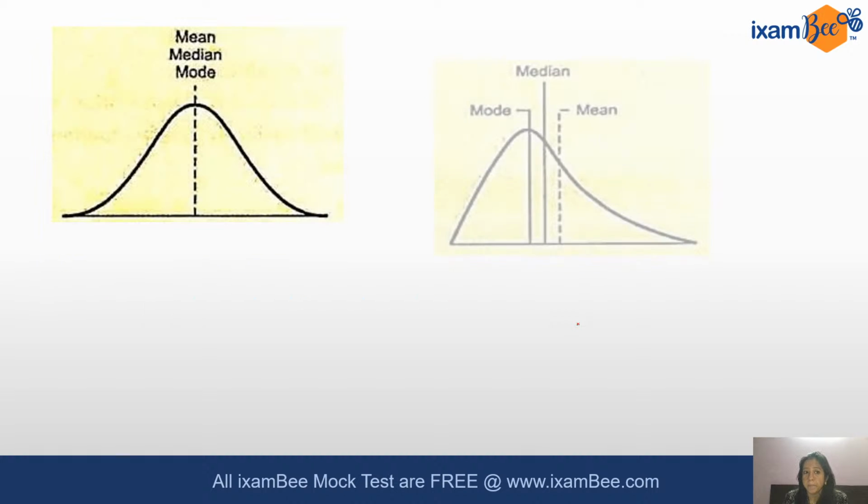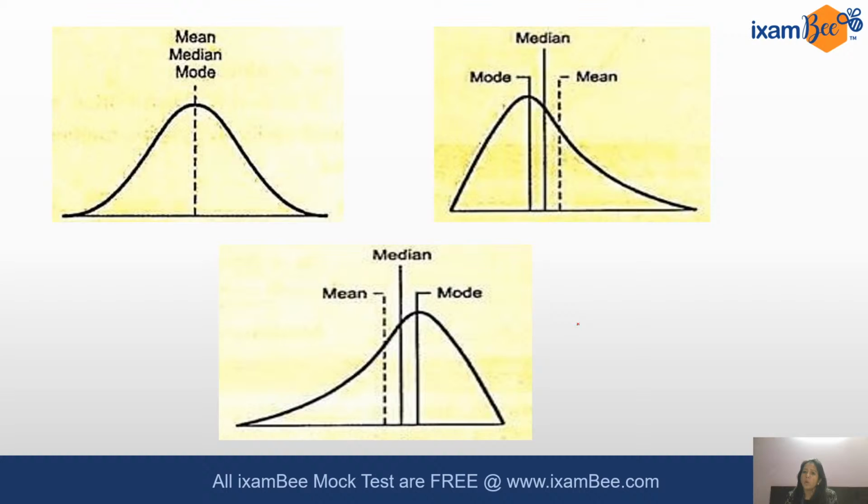And I think you all know about it, that when we talk about a symmetric distribution, the mean, median and mode are equal. And when we talk about positively skewed, the mean is actually more. And when we talk about negatively skewed, the mean is less. Okay.